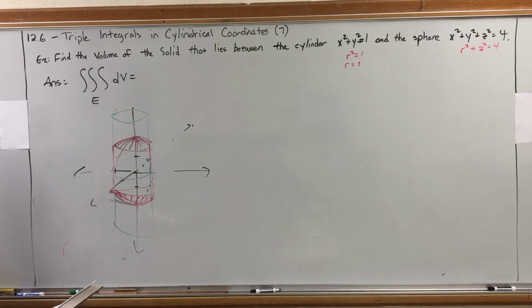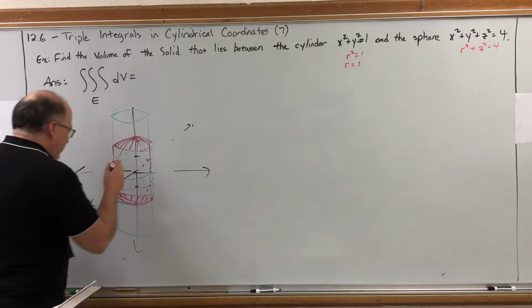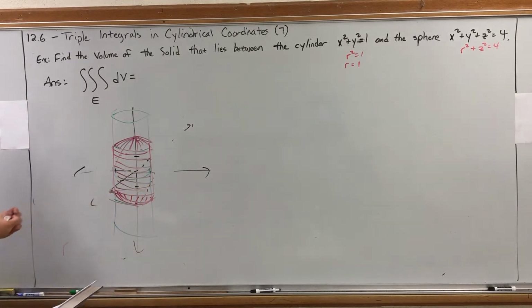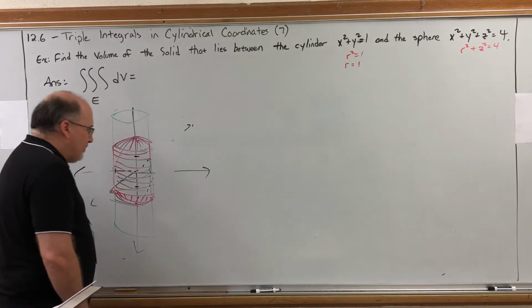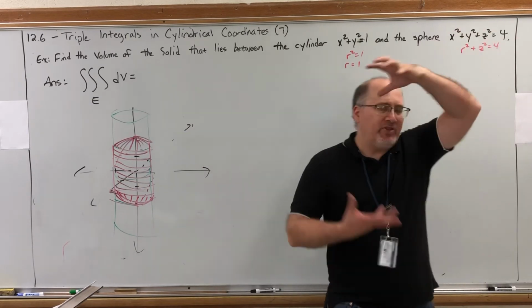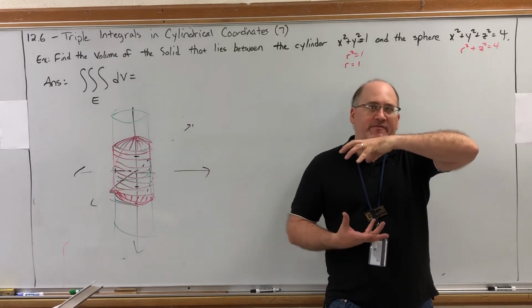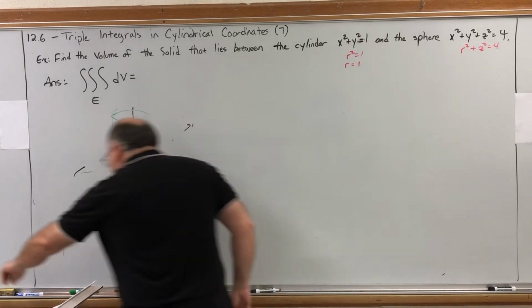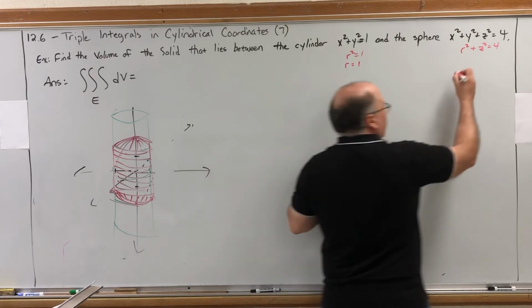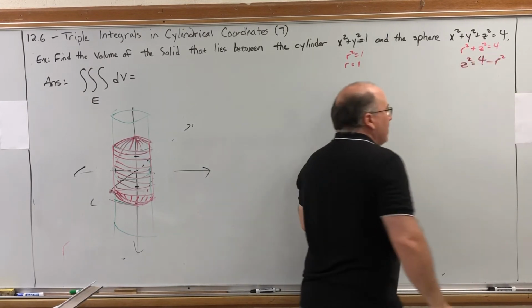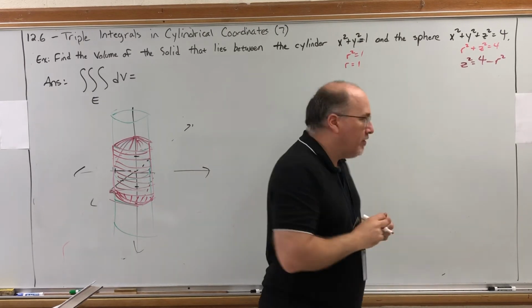So let's see if we can define this messy, messy, messy picture in terms of cylindrical coordinates. We know the top and bottom are bounded by the sphere, and the equation of the sphere is this. But we want the top and the bottom surfaces defined as z equals something. So we should probably solve this for z. That's easy. Move the r squared over. So z squared equals 4 minus r squared. And then take the square root.